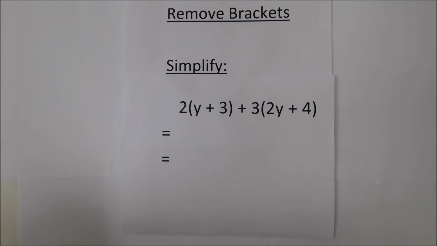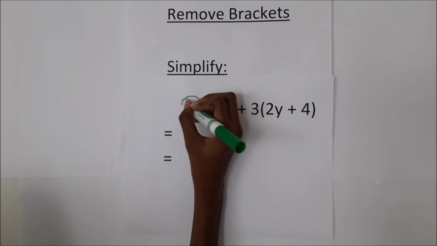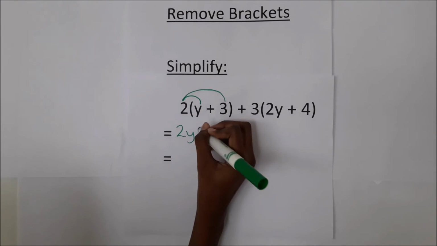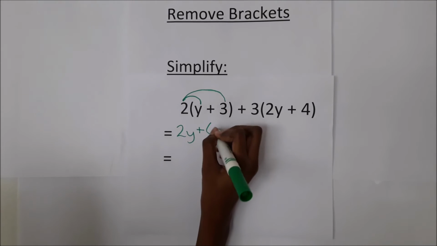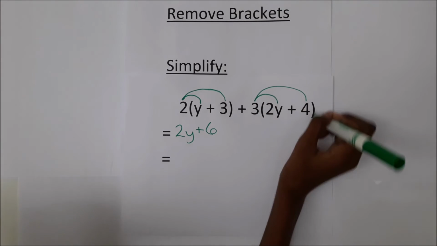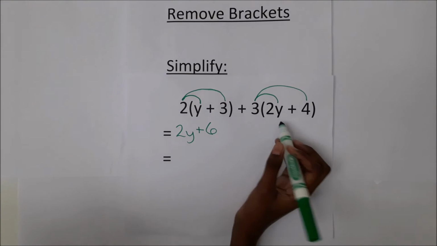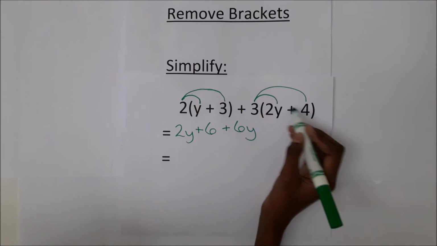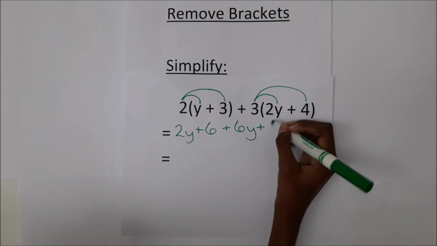Now, we will be removing brackets, so go ahead, read it and work it, Raphael. Simplify 2 open bracket y plus 3 close bracket plus 3 open bracket 2y plus 4 close bracket. Work it. 2 times y and 2 times positive 3. 2 times y is 2y plus 2 times 3 is 6. Positive 3 times 2y and positive 3 times positive 4. Positive 3 times 2y is positive 6y. And positive times positive is positive, and 3 times 4 is 12.